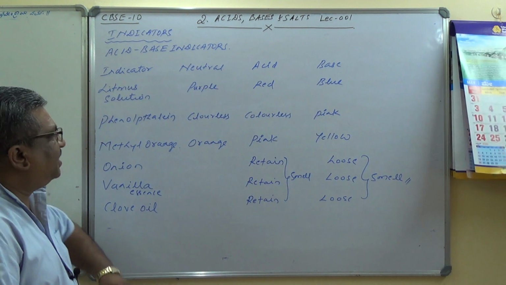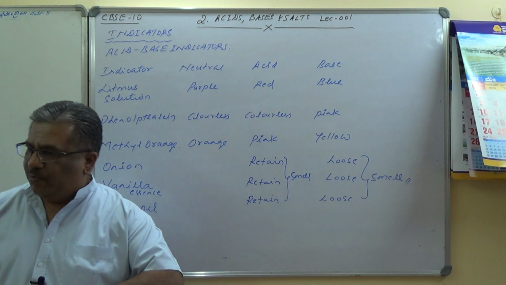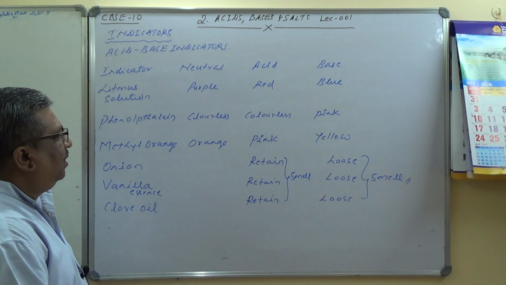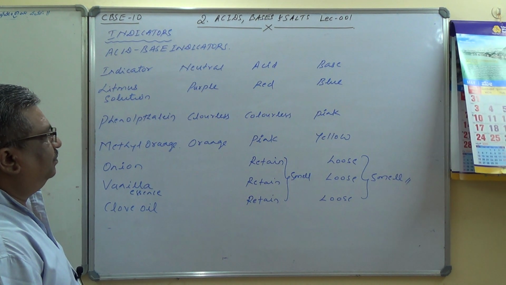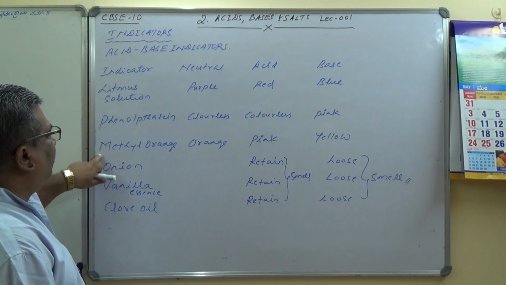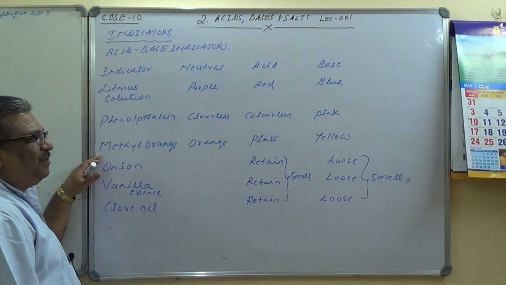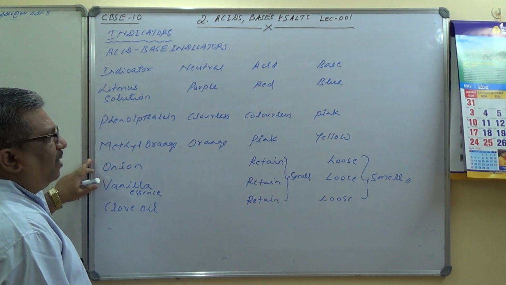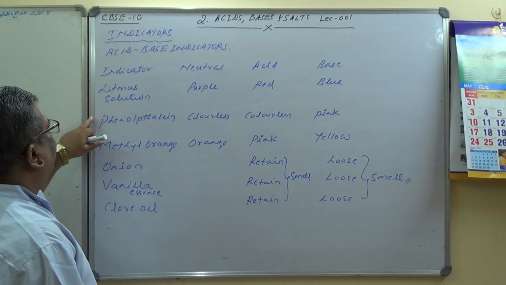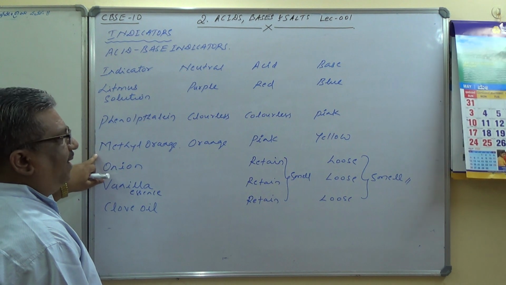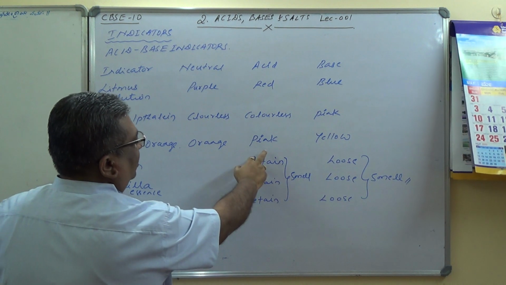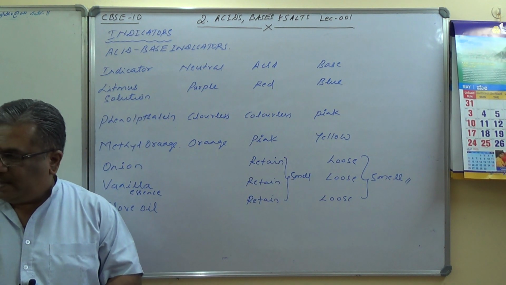So apart from this, let me check if something is there. Here in between, let me try to write that one. You may not expect a question from that, but these are definitely more important. I am adding one more synthetic indicator, methyl red here. Phenolphthalein, methyl orange and methyl red. So methyl red will change from red, yellow to red. It is red, yellow to red.